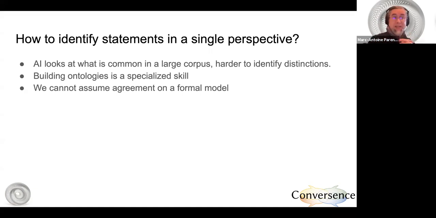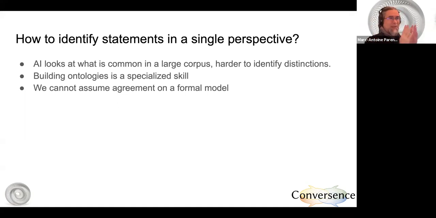I'm not saying AI has no role to play. It very much has a role to play in augmenting, helping, suggesting. But decisions must be materialized as a decision point. It may have been proposed by an AI, but it's being validated by a human being. So we want to make those explicit. And AIs look at overall things. They look at what's common in a big corpus. And here I'm looking at the distinctions. Well, this word could mean this or it could mean that.